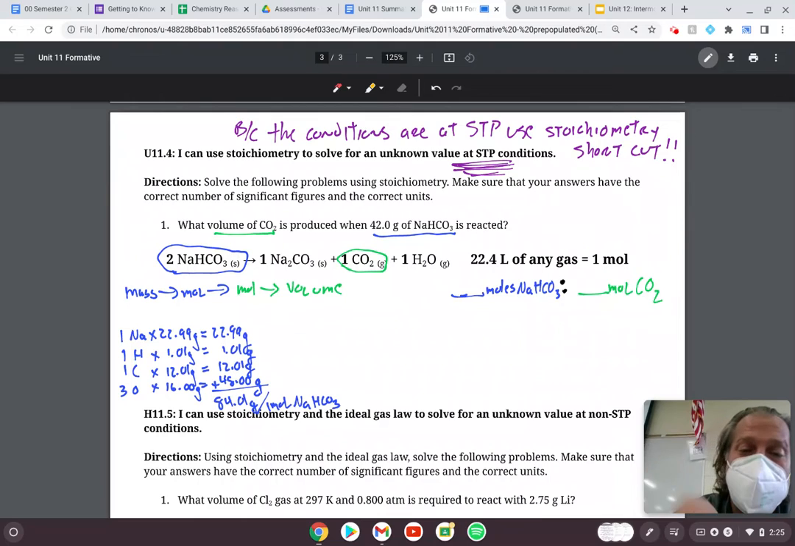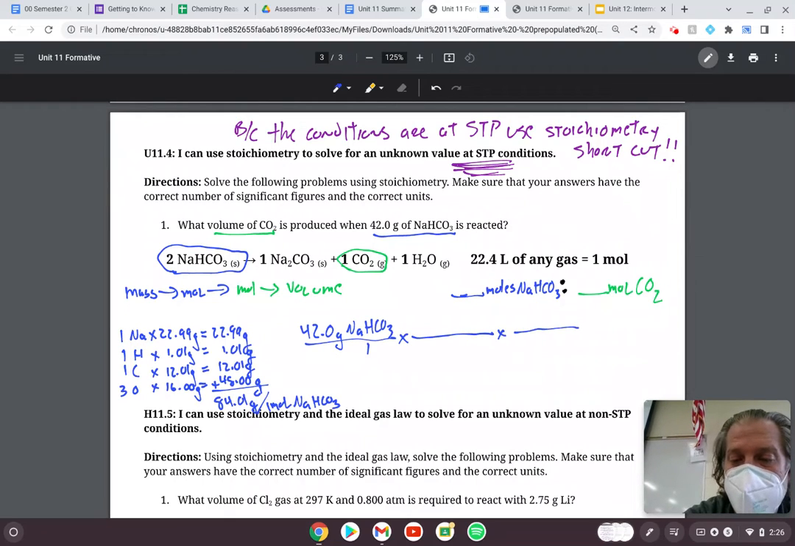dioxide CO2. So I'm going to go ahead and grab my given, which is 42.0 grams of NaHCO3, put it over 1, and I'm going to go mass to moles, mole to mole, and then mole to volume. When I go mass to mole, I need to use my molar mass, and in this case, I've already calculated the molar mass of NaHCO3 to be 84.01 grams, so that's going to go on the bottom. And that's equal to 1 mole.